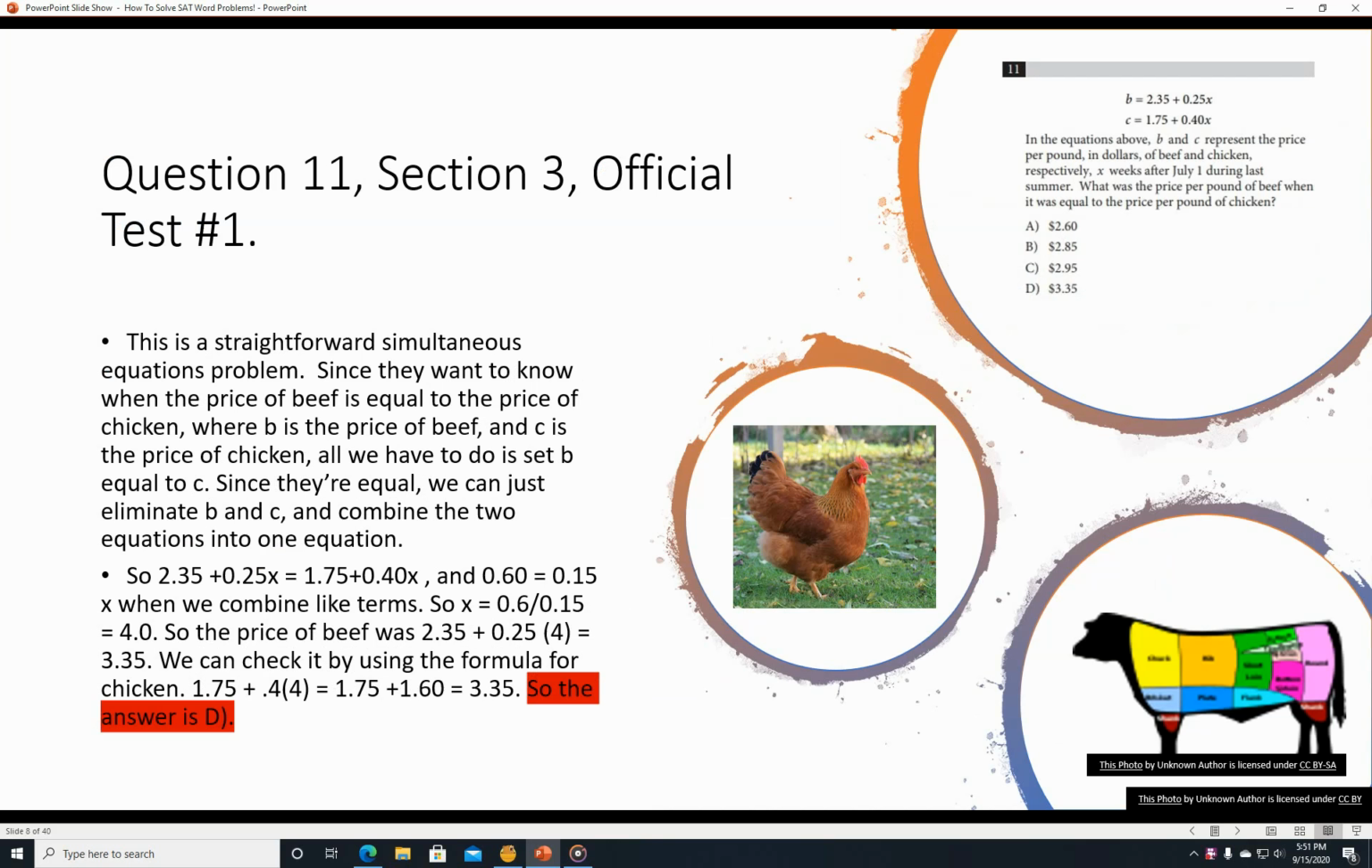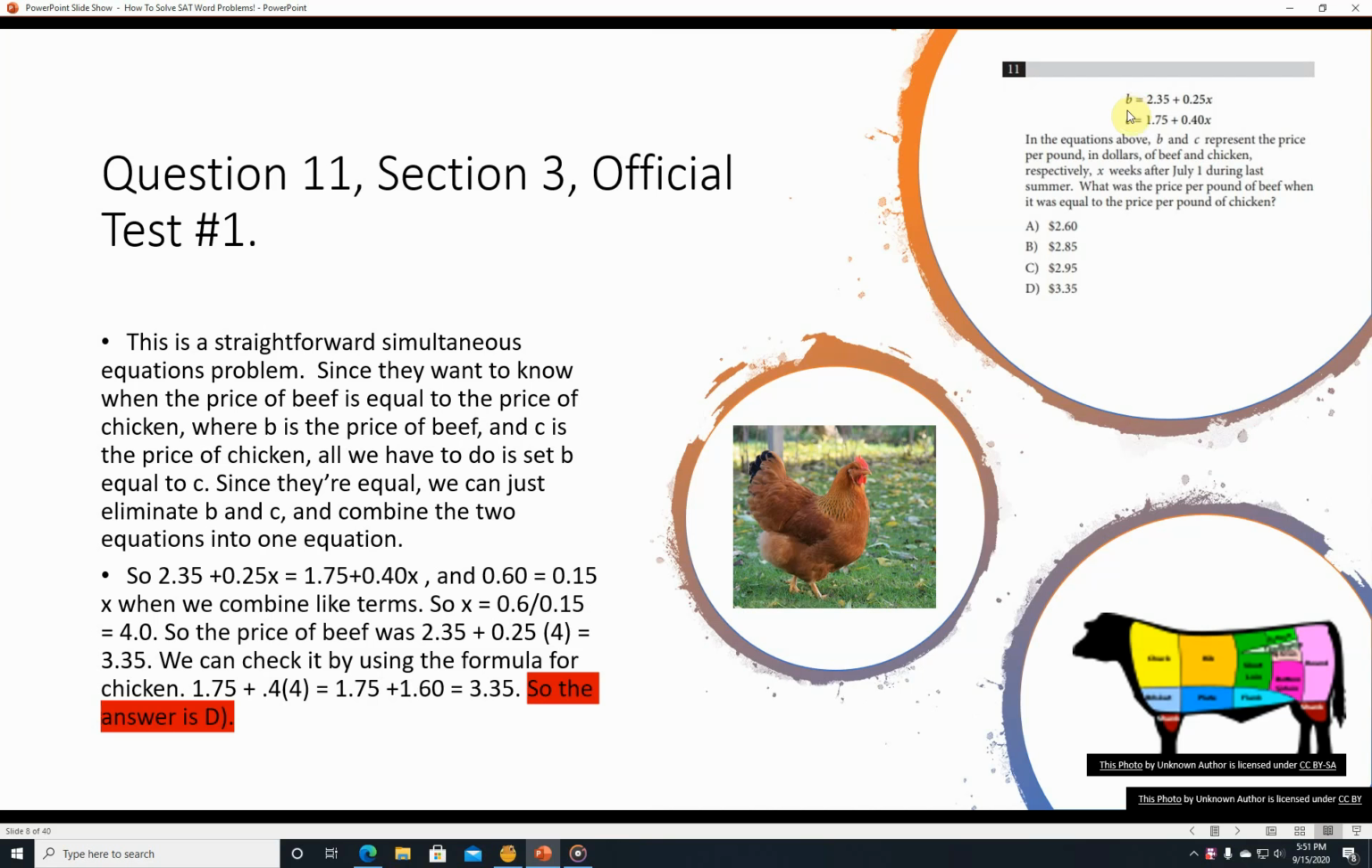Question 11, Section 3, Official Test Number 1. So, in the equations above, B and C represent the price per pound in dollars of beef and chicken, respectively, X weeks after July 1st during last summer. What was the price per pound of beef when it was equal to the price per pound of chicken?